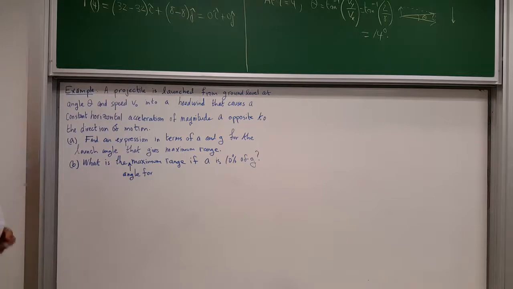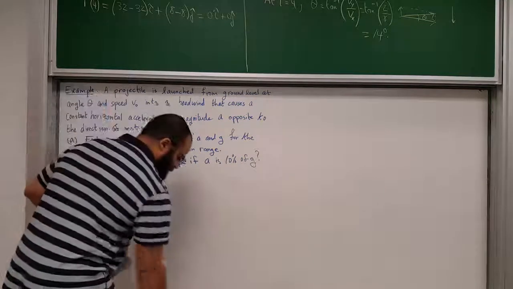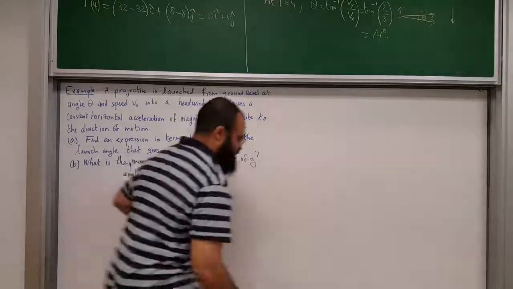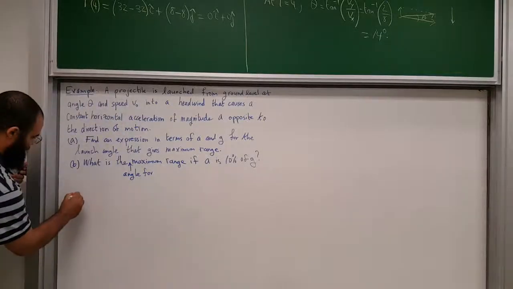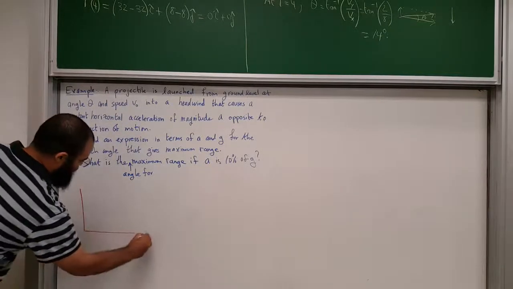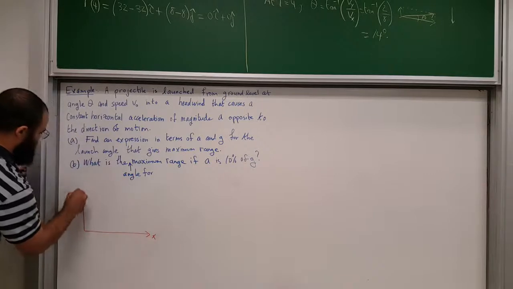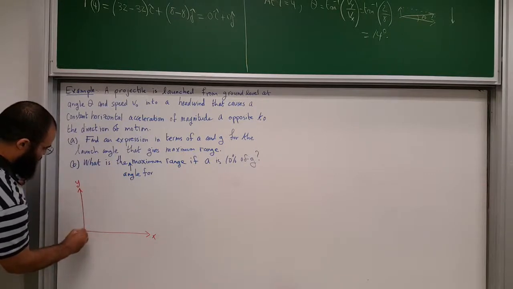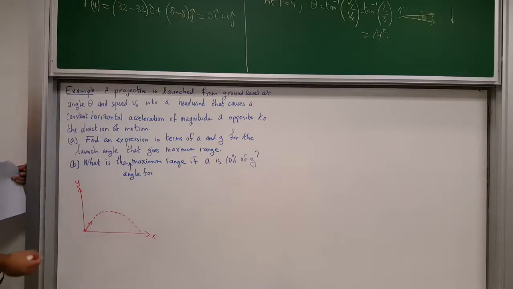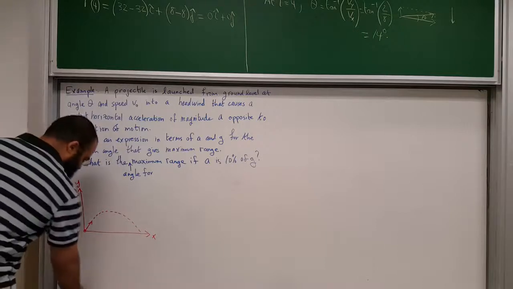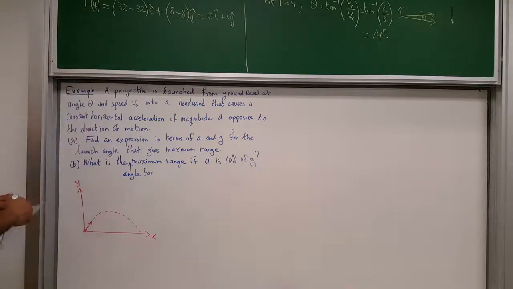So how are we going to solve this? This is a problem where you have an acceleration in both the x and the y direction. Here is what's going on. Here is x, here is y. Our projectile is fired this way, and then it goes and does something like that. Eventually it falls down.